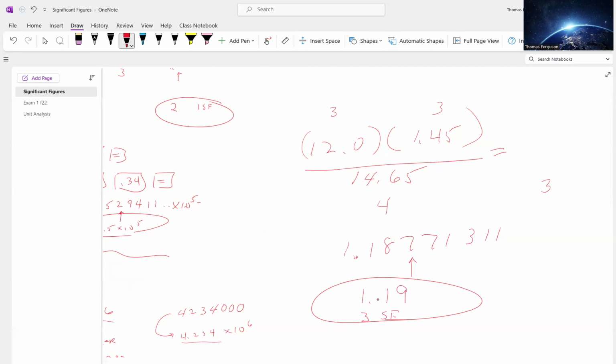Okay, so does that process make sense? Whenever you're multiplying or exponentiating, yeah. 3 and 3. Each number is separate when you're determining the number of sig figs. Okay, everyone okay with this?